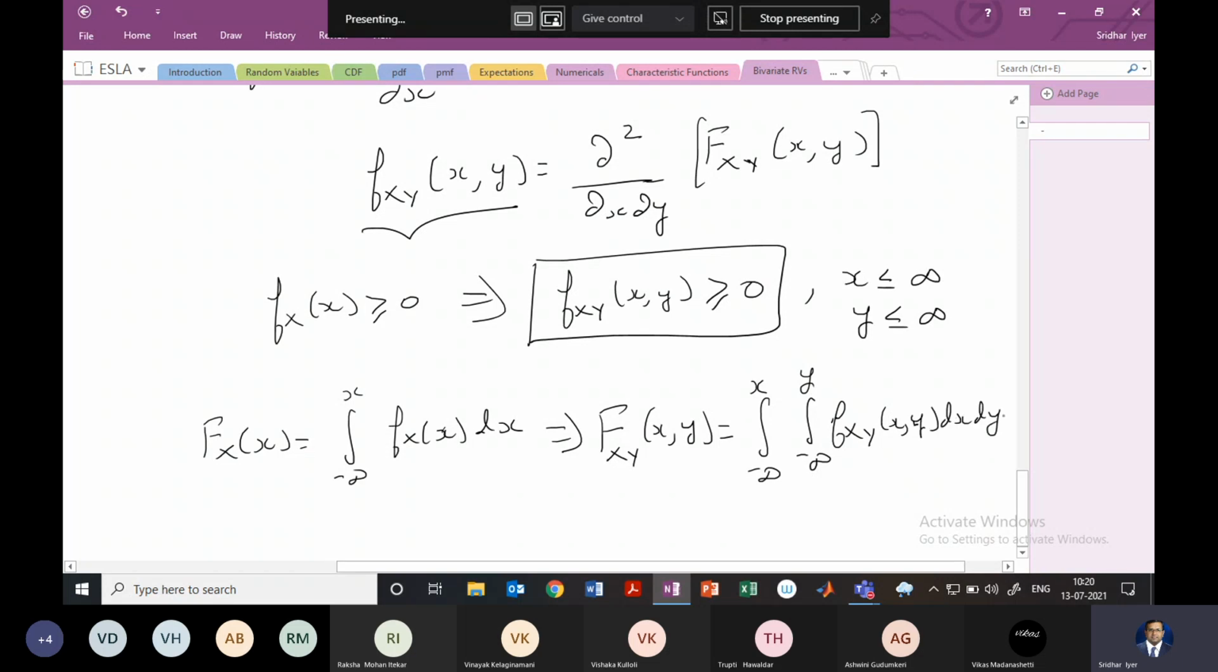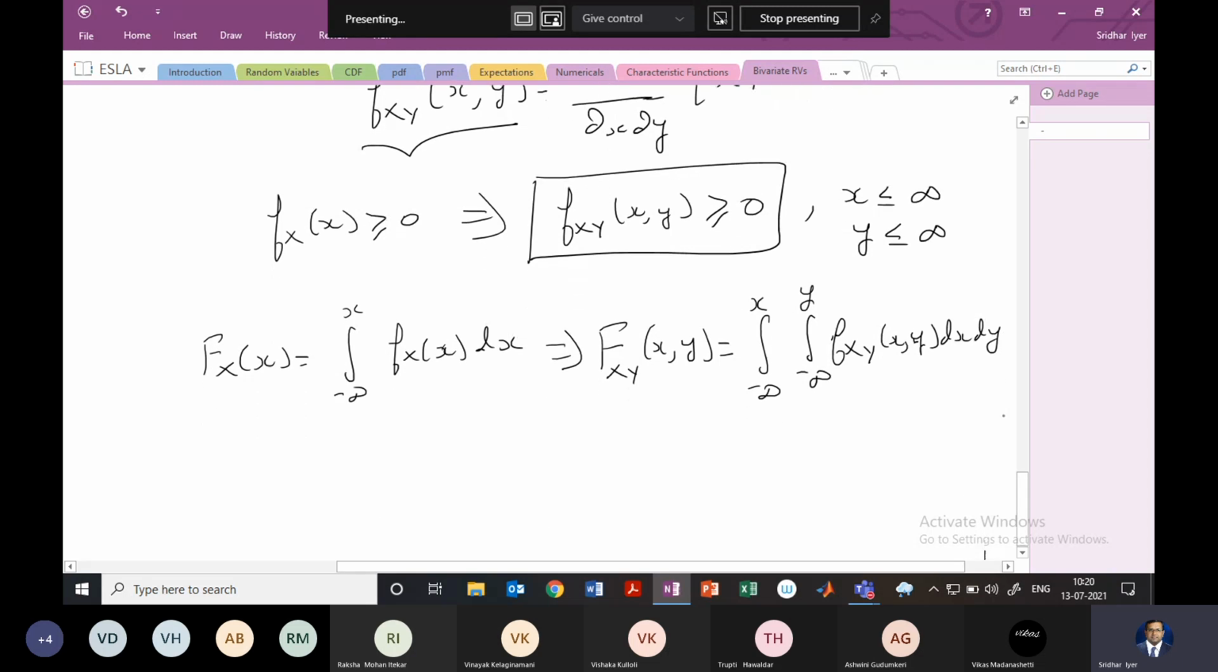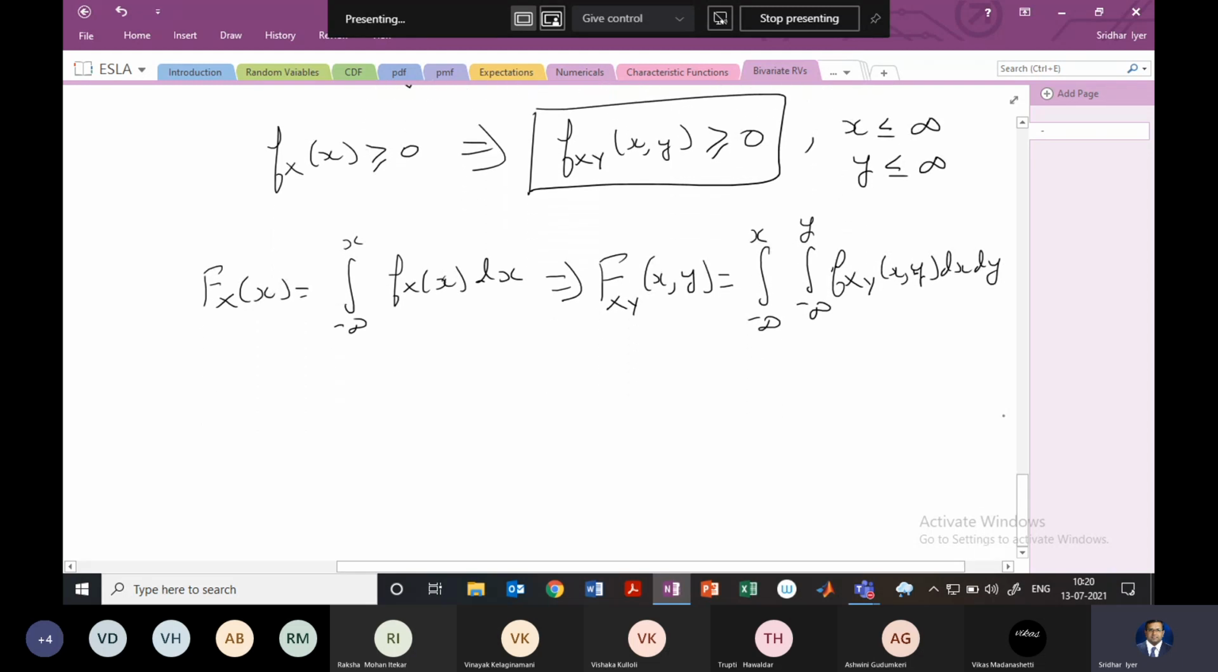So you can see it's just an extension, right? We go from a point x in the first integral, and then to a point y in the second integral. So you'll have to integrate with respect to x and y. It is just an extension. If you have 3, 4, or 5 random variables, you'll have to integrate that many number of times. So this is one of the properties.